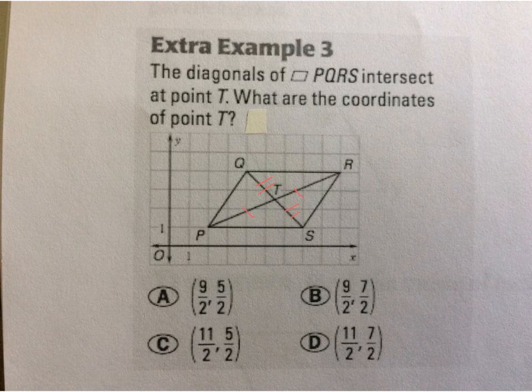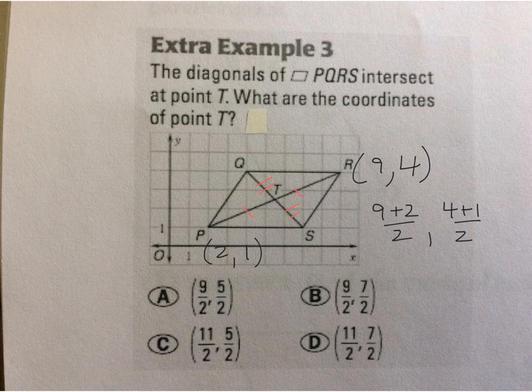So let's find the coordinates of P. Coordinates of P are 2, 1, and the coordinates of R are 9, 4. And we want to find the midpoint of that. So 9 plus 2 divided by 2, and 4 plus 1 divided by 2, which is 11 halves, 5 halves. C.